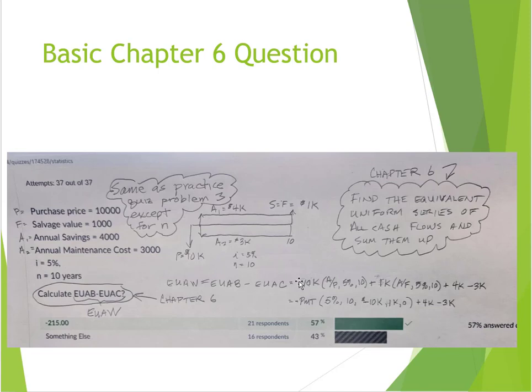43% of the class got this wrong. This problem was on the practice quiz. The only difference was it was n equals 7 years. So this was an identical question except for the value of the number of years. And again, a lot of students got it wrong.